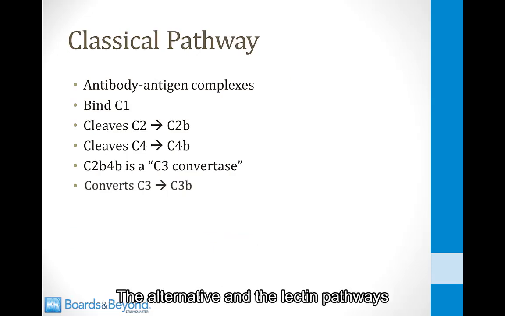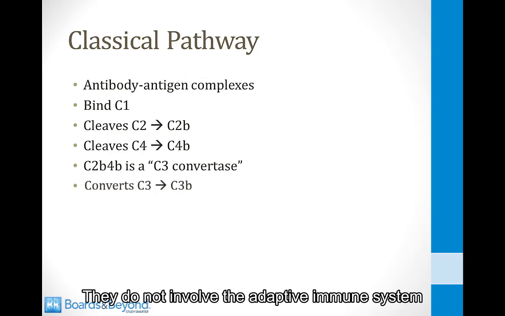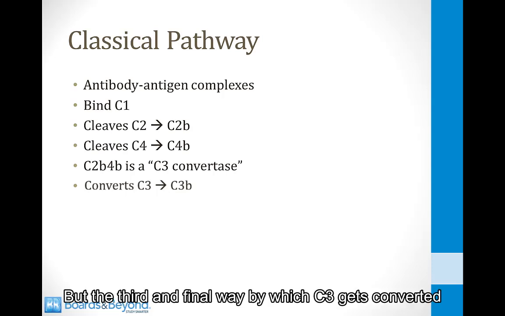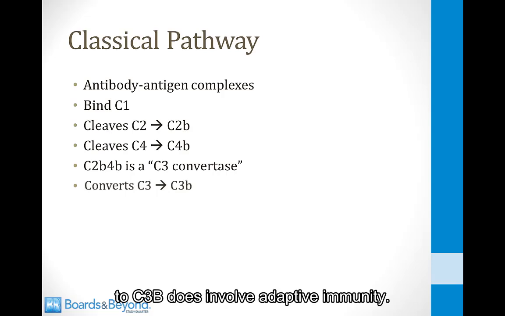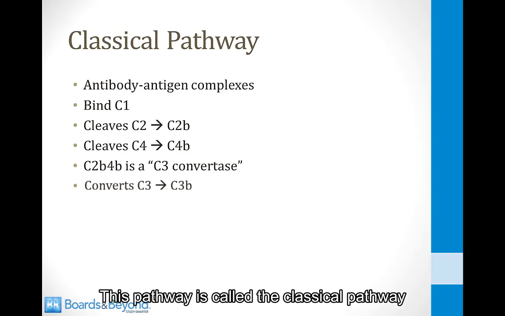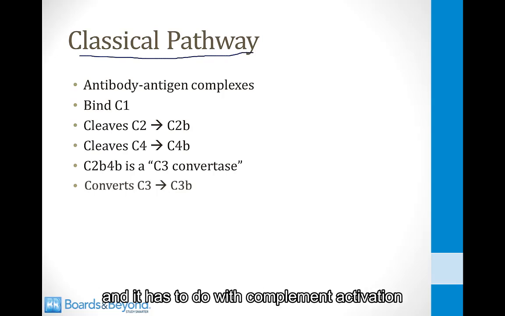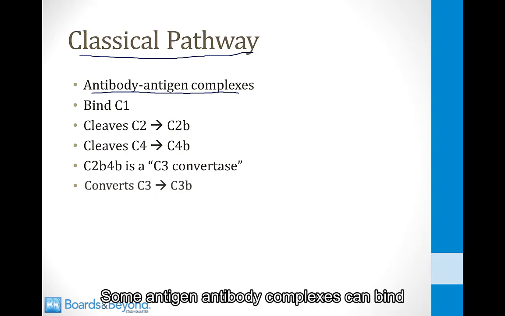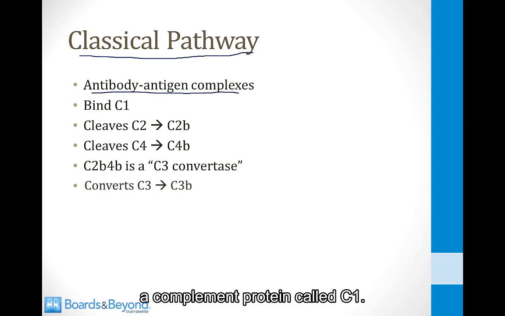The alternative and the lectin pathways are both examples of innate immunity. They do not involve the adaptive immune system, and they don't involve B cells or T cells or antibodies. But the third and final way by which C3 gets converted to C3b does involve adaptive immunity. This pathway is called the classical pathway, and it has to do with complement activation by way of antigen-antibody complexes. Some antigen-antibody complexes can bind a complement protein called C1. We'll talk more about C1 in a minute.